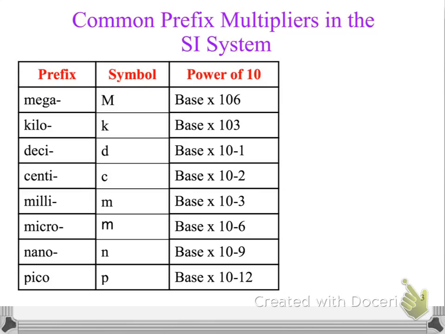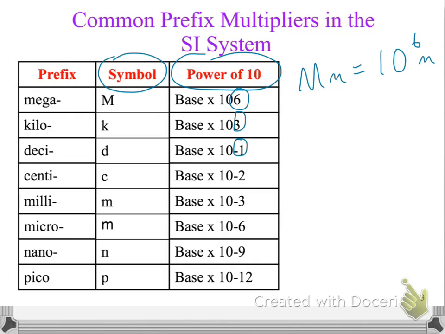And here's a subset of the prefix multipliers, and definitely encourage you to start memorizing these, knowing both symbol and meaning, such that a megameter is equal to 10 to the 6th meters. And that's a technology thing. These numbers should be superscript. Decimeter is equal to 1/10th of a meter, or 10 to the -1 meters.